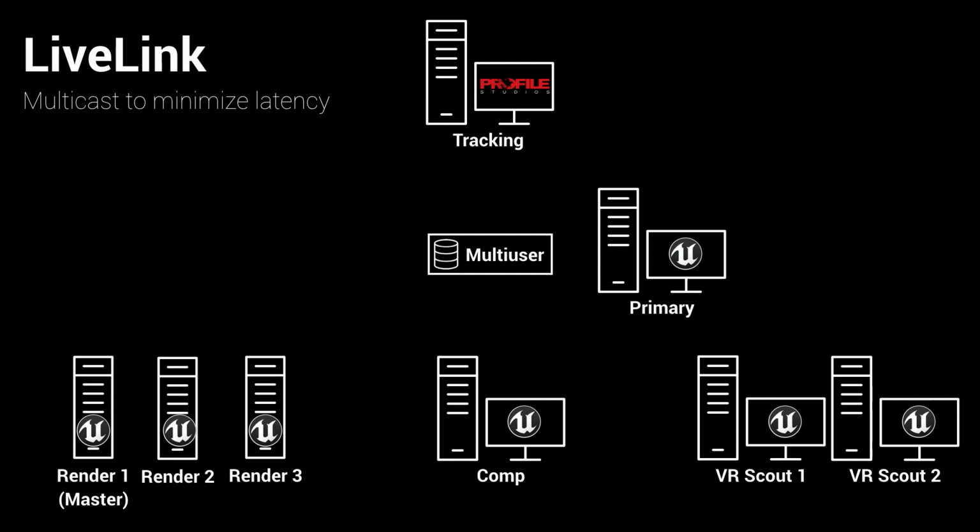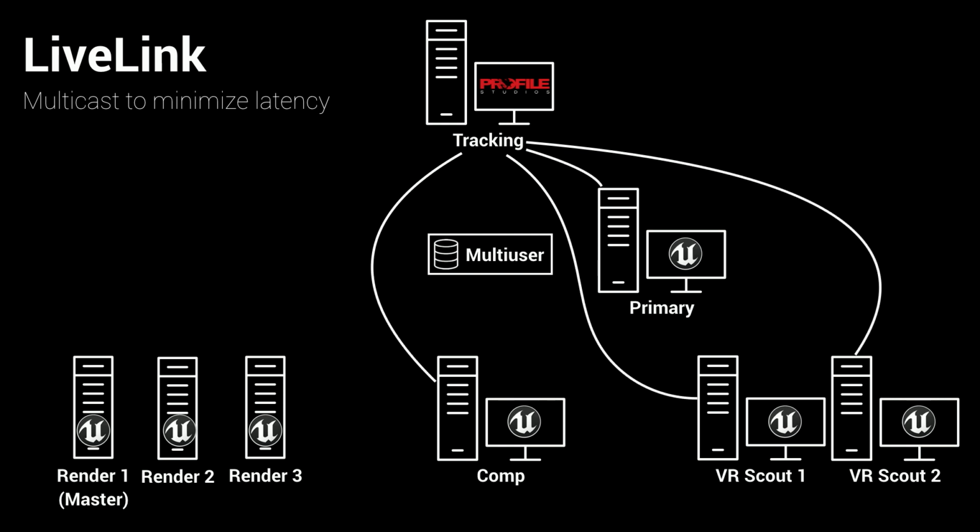So the approach to LiveLink is it's a multicast workflow. Profile takes in the tracking stream, and they basically broadcast it out to all of the other machines that are interested in the camera data. So that means we're just streaming it out to all the different machines. The idea here is that you want to use LiveLink for things that have rapid, high-volume transactions, like frame-to-frame camera tracking data. Profile actually sends us 4 pieces of info for every frame.